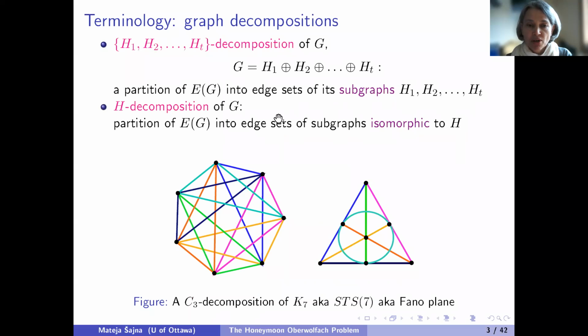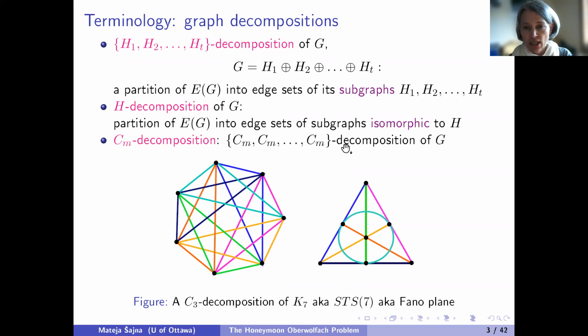If all of these subgraphs are isomorphic to a single graph H, then we talk about an H decomposition of G. And in particular, I'd be interested in cycle decompositions. So a CM decomposition is a decomposition of a graph G into copies of a cycle of length M. And the picture here shows a C3 decomposition of K7, which is known by design theorists as a Steiner triple system on 7 points, and also as the Fano plane to those in finite geometries.